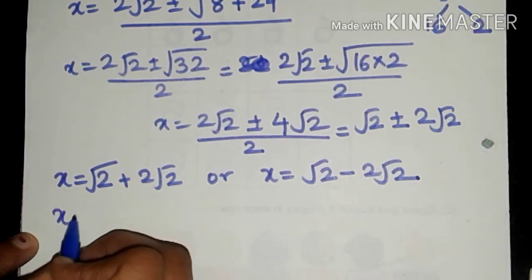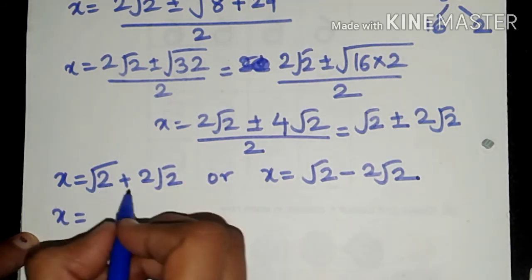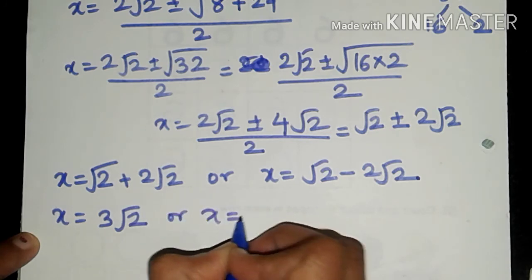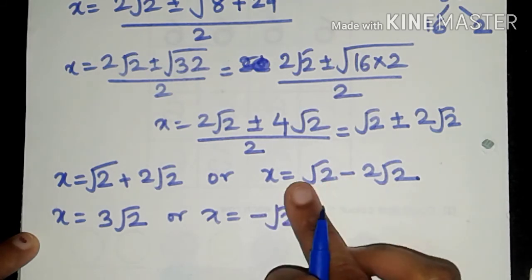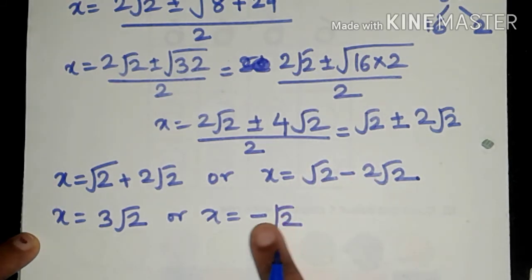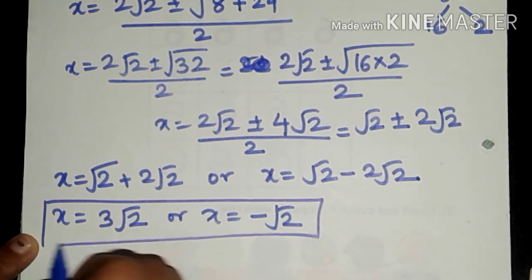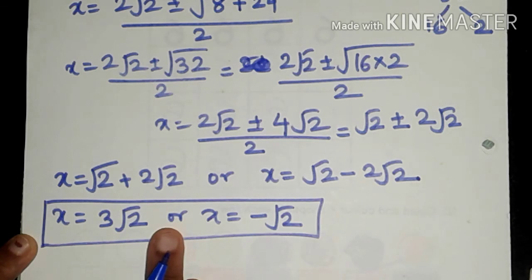So now what we can do, since these two terms are root 2 terms, let us see if we can simplify. You will get 3 root 2, or this is root 2 minus 2 root 2 will be how much? Minus root 2. It's like 1 minus 2, is it not? So I'll get minus 1. So this will be 3 root 2, this will be minus root 2. So these are the final values of x. So don't leave the values of x here only. You can just check if you can simplify. Okay, so here you could have simplified. So this is the final value of x.